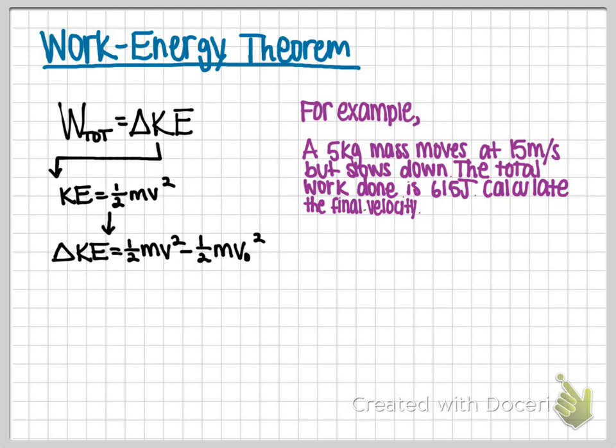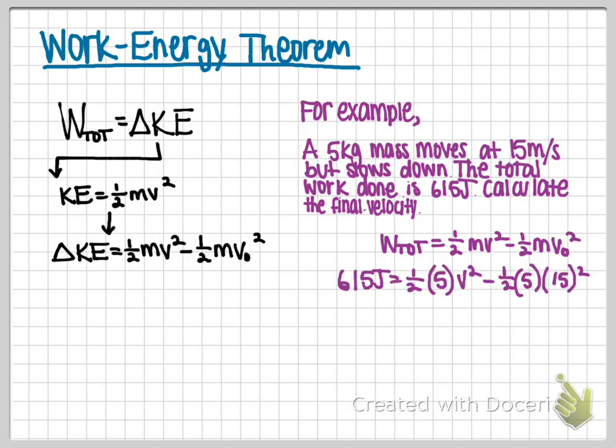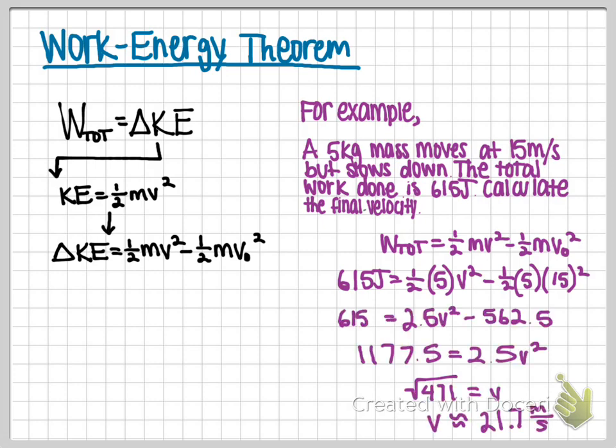For example, a 5 kilogram mass moves at 15 meters per second but slows down. The total work done is 615 joules. Calculate the final velocity. For this problem, we set out our equation and substitute for the values we already know, which is 615 joules for the total work done, 5 for the mass, and 15 for the initial velocity. We then solve for v, and we see that the final velocity is approximately 21.7 meters per second.